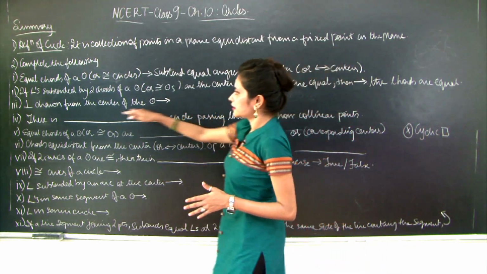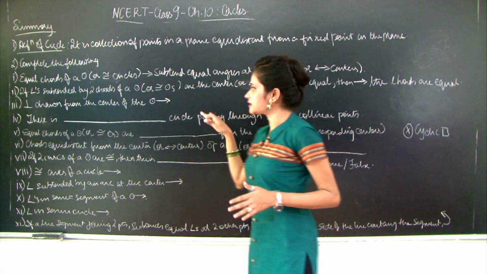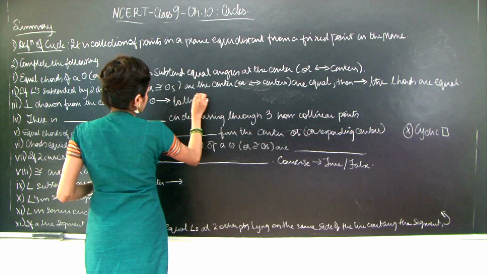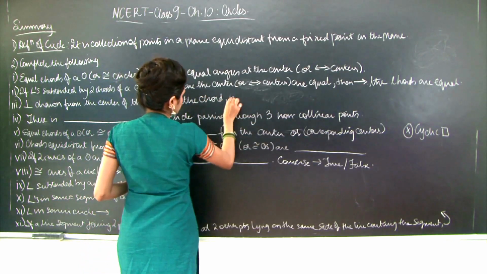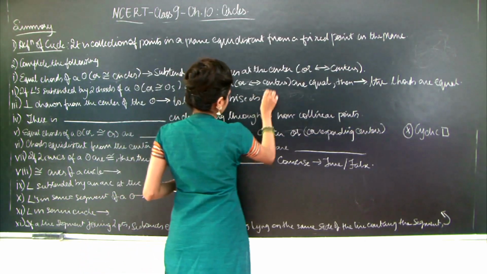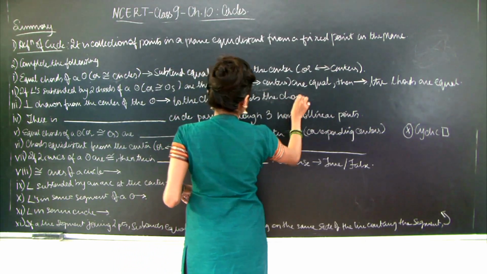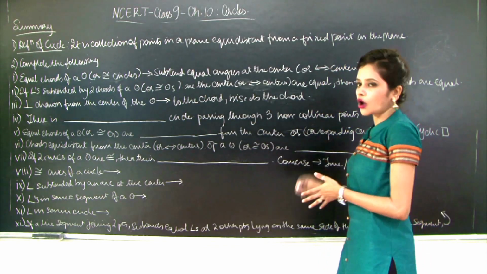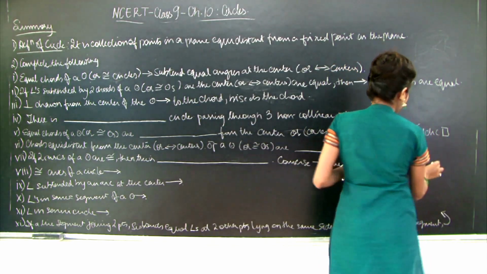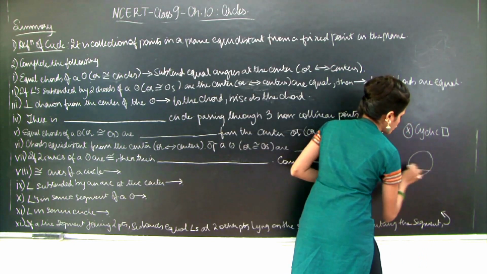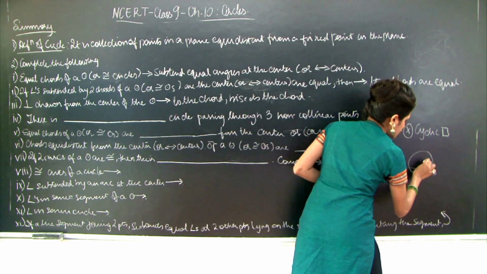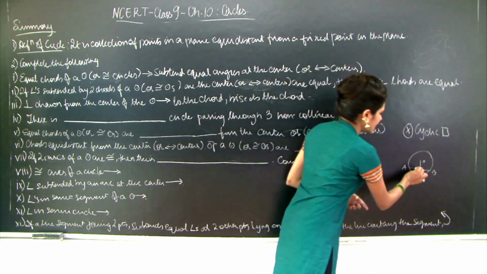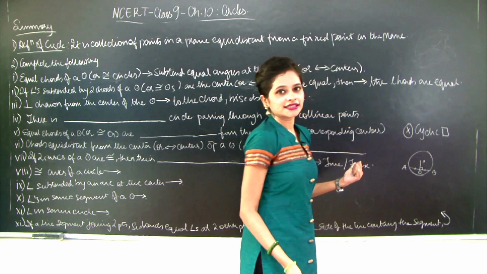Now moving on, perpendicular drawn from the center of the circle. Complete the statement. Ready? Perpendicular drawn from the center of the circle to the chord bisects the chord. So if I have a circle and I have a chord AB, I have my center O, and if I draw perpendicular OD on the line segment AB, then AD will be equal to DB. This is what the statement means.